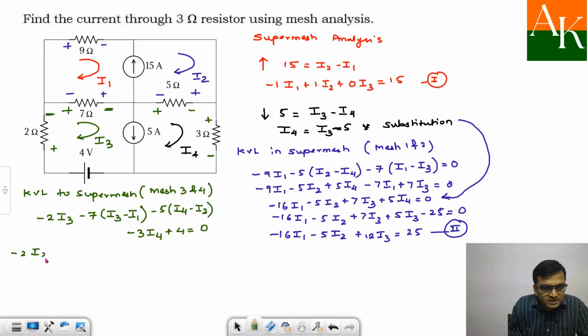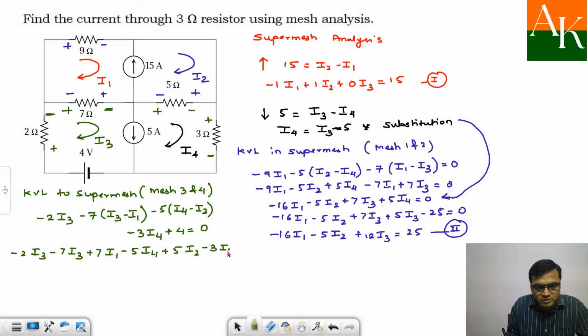So minus 2i3 minus 7i3 plus 7i1. I am showing each and every step over here. Plus 5i2 minus 3i4 plus 4 is equal to 0. So i3, and that's it. So here you will have minus 9i3, and then I will have 7i1. Then I will have 5i2, and then I will have minus 8i4 plus 4 is equal to 0.